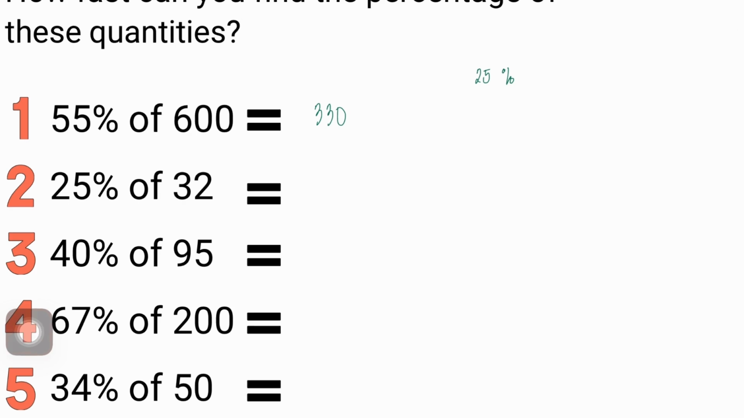So let's try to solve for the second number. 25% of 32. So 25% is equal to 25 hundredths times 32. Both numbers are divisible by 4. 100 divided by 4 is 25 and 32 divided by 4 is 8. Now we can also cancel 25 by 25 and that will give us 1. So that means 25% of 32 is 8.